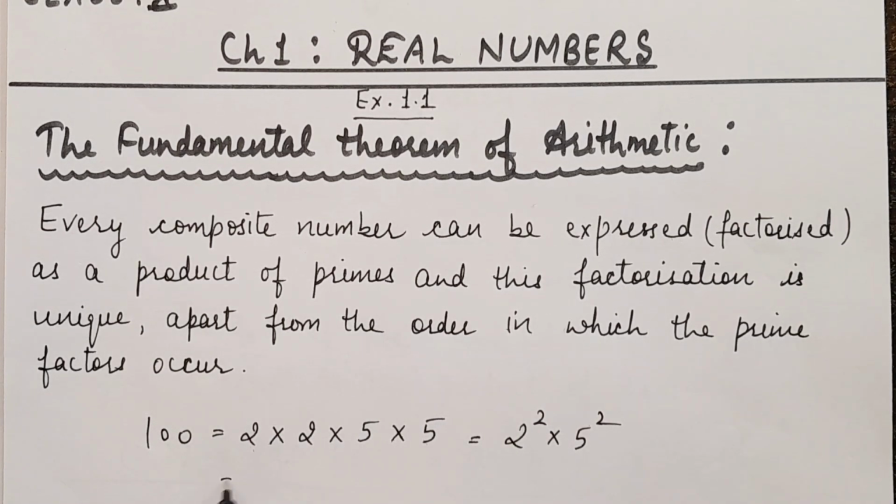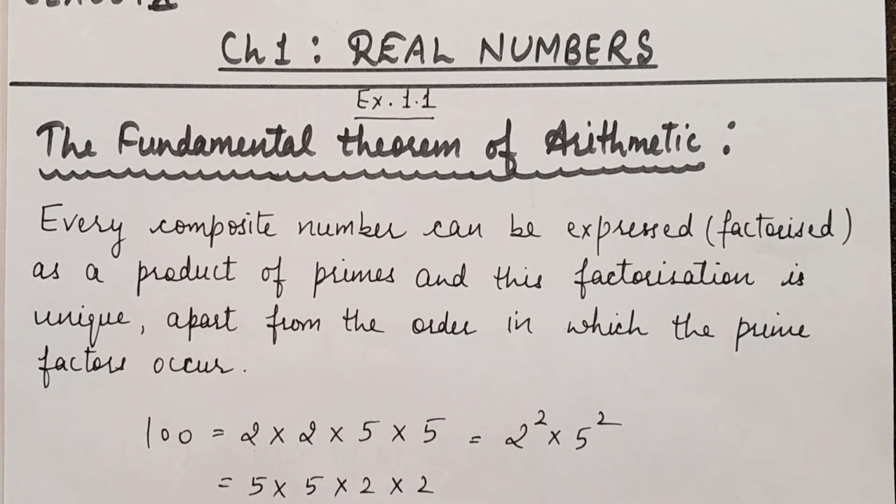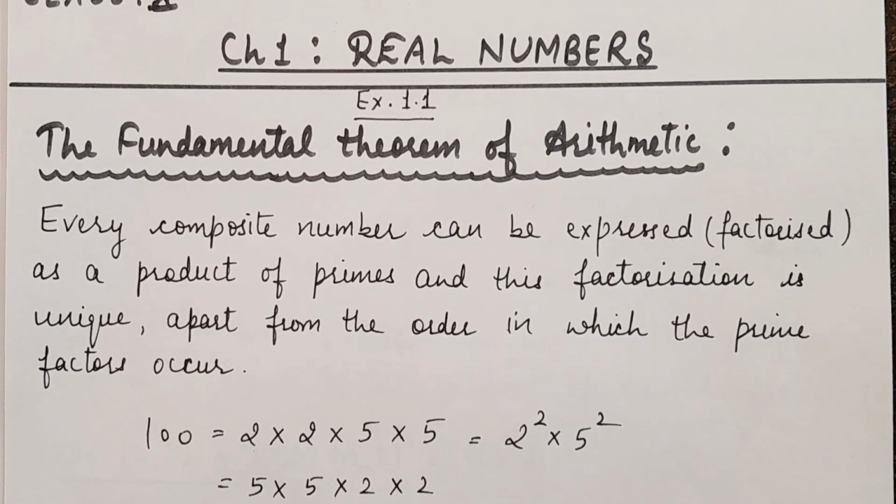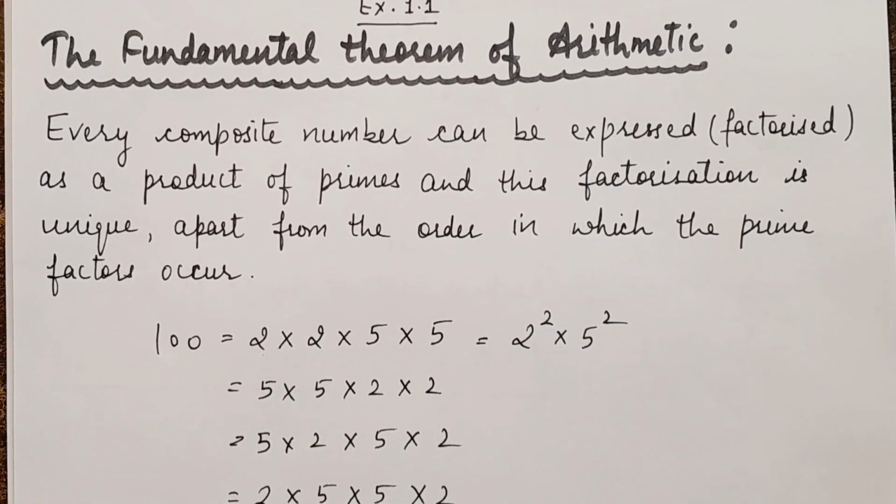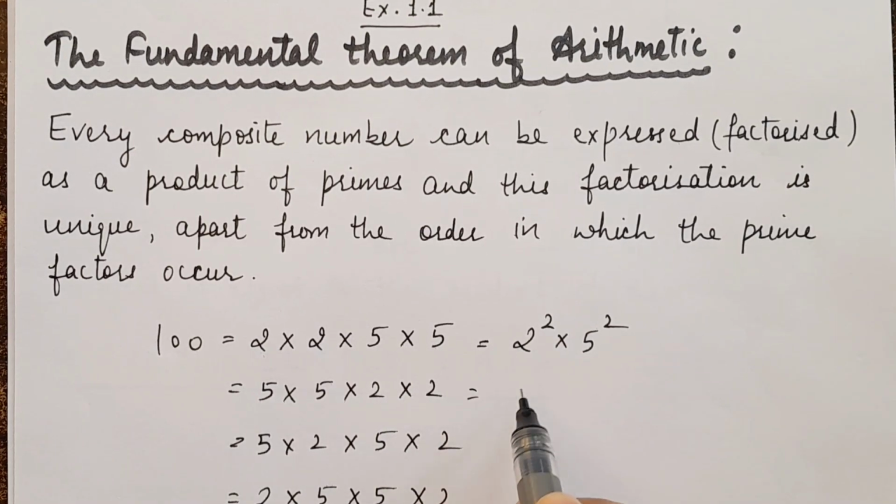So we can write this in the order 5 multiply 5 multiply 2 multiply 2 also. We can write this 5 2 5 2 as well. We can write 2 5 5 2. There are many ways to write them, but ultimately the number will be same. These are the only factors.